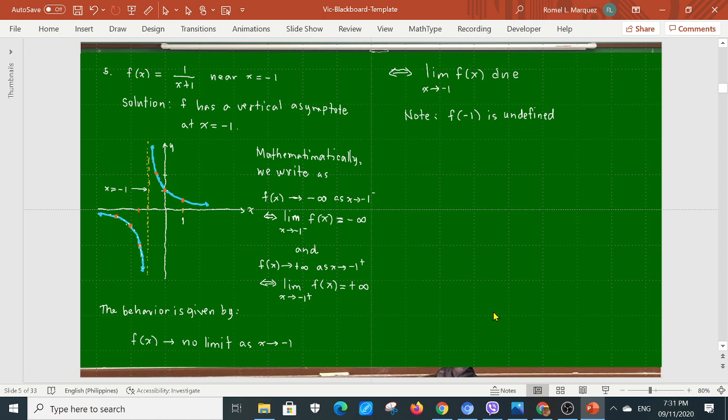Also, it is important to realize that the existence or non-existence of the function value at x equals a has nothing to do with the existence of the limit of f of x as x approaches a. So, remember that. Now, notice that we have here infinite limits, meaning the limit is getting bigger and bigger without end, either negative infinity or positive infinity. Now, we summarize this behavior as follows.